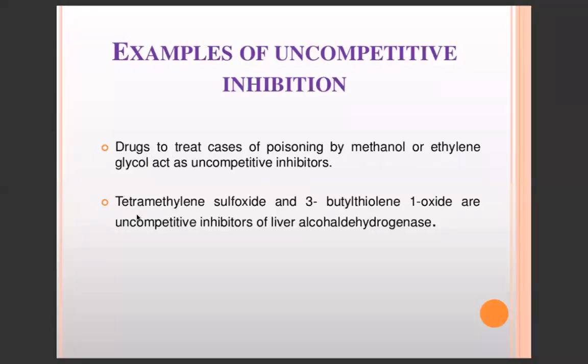The other example is tetramethylene sulfoxide and 3-butyl thiolene 1 oxide, which are uncompetitive inhibitors of liver alcohol dehydrogenases.